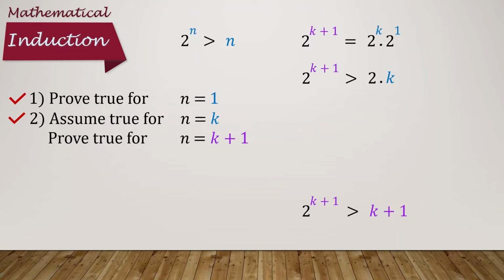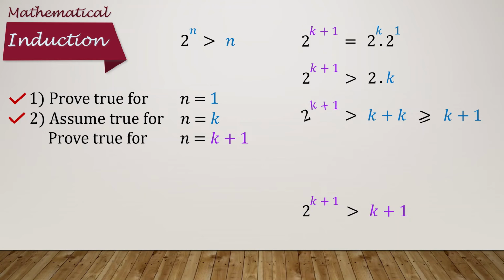Well, if we split them apart, we could make them equal to k plus k. That's starting to look a little bit closer to it. Now let's have a look at that second k. What do we know about that? Well, it's at least equal to 1. So we could write greater than or equal to k plus 1.